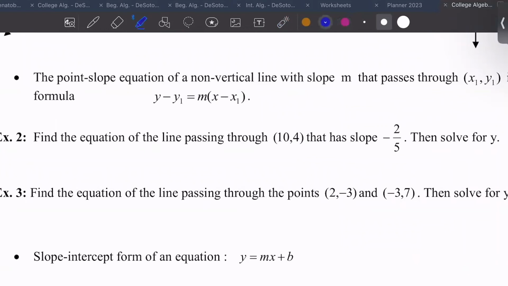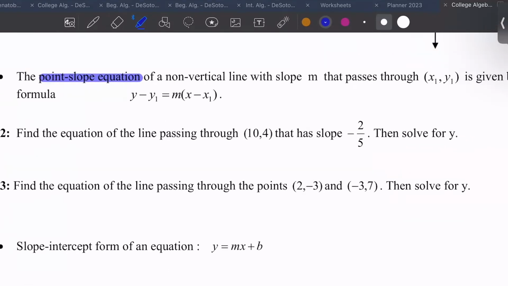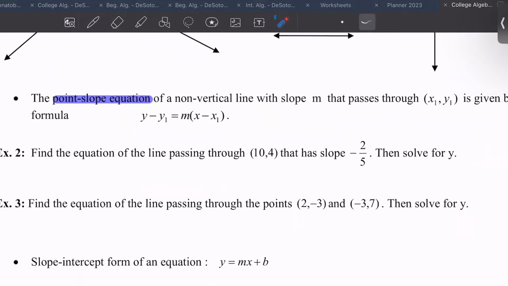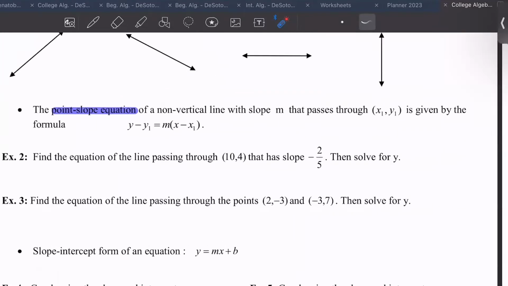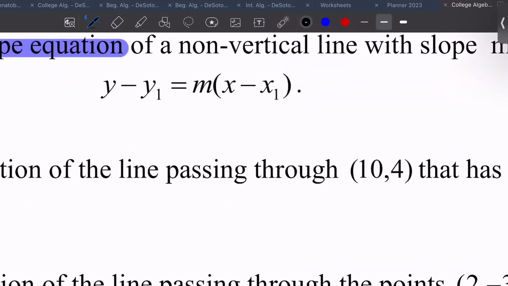Here's another equation that we're going to use: point slope. The point slope equation of a non-vertical line, meaning that it's not undefined, so it's not like this, it's either of these three, with slope m that passes through (x1, y1) is given by the formula y minus y1 equals m times (x minus x1). This is the point slope formula.